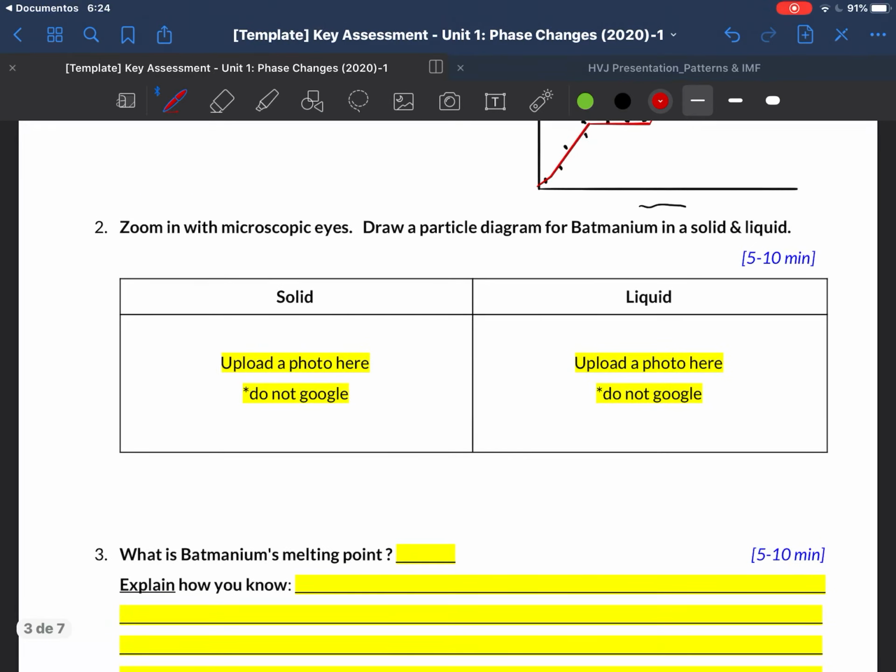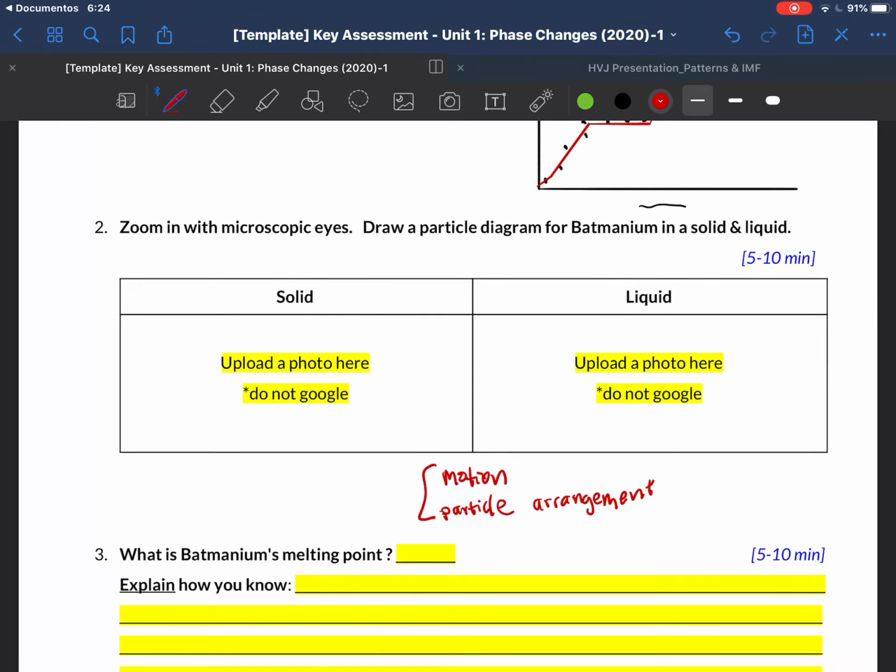Number 2 was pretty well done. Any issues I saw here were maybe related to not showing motion and particle arrangement. Both of these are necessary in a particle diagram, but in general, people did pretty well with number 2.